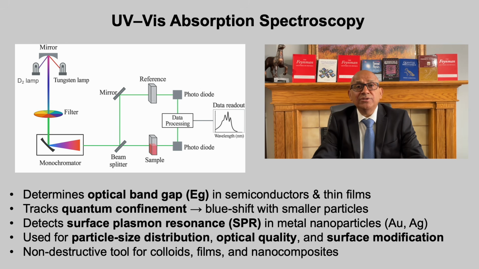In nanocrystals, quantum confinement shifts this absorption edge towards shorter wavelength as particle size decreases, a direct optical signature of nanoscale behavior. Metal nanoparticles such as gold or silver show plasmon resonance peaks that depend on their size, shape, and surrounding medium. By analyzing these absorption spectra, we can estimate particle size distribution, band gap, and optical quality of thin films or colloids.